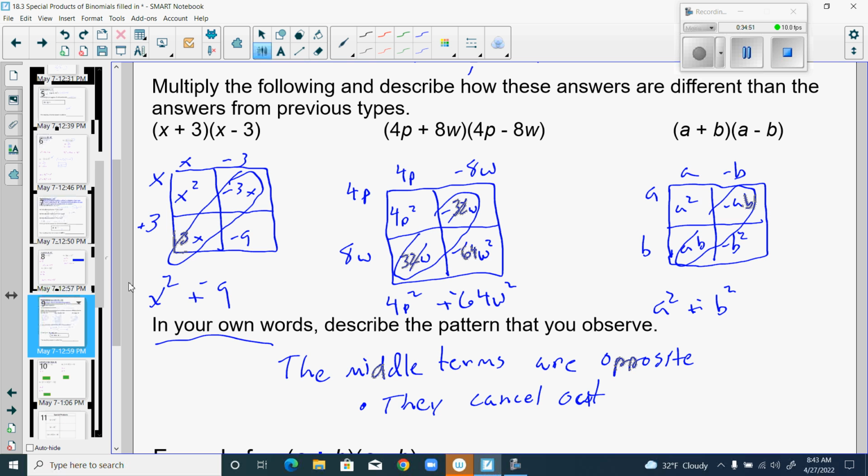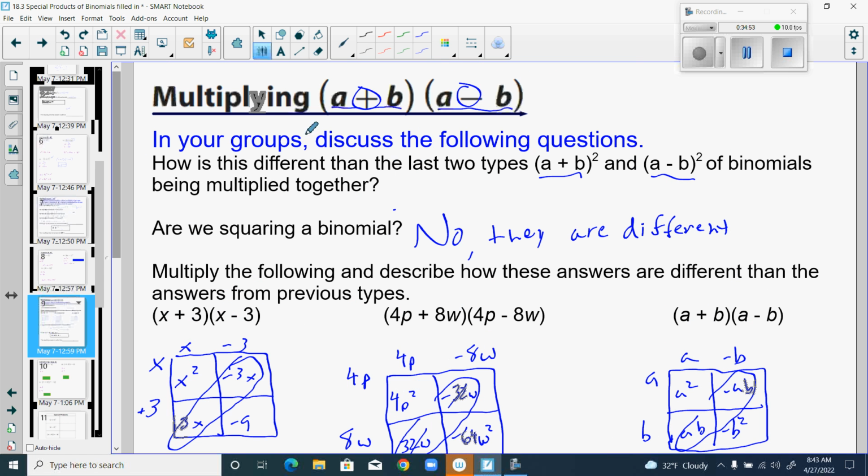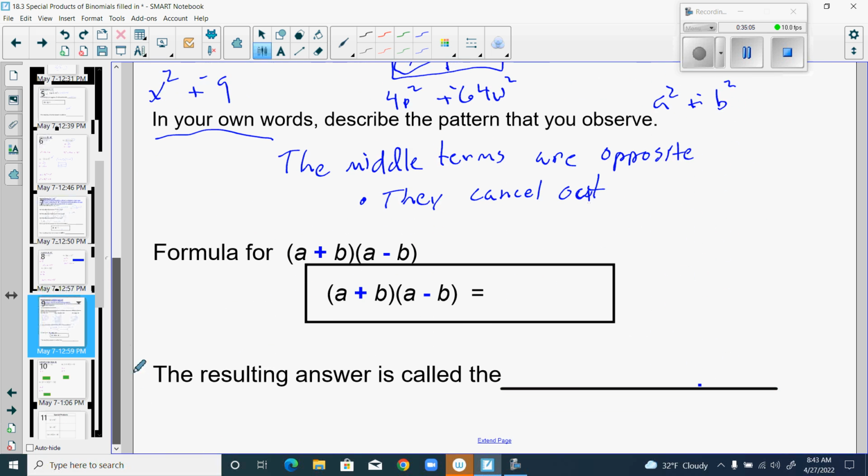Okay, so let's summarize this in our formula chart here. So the formula for a plus b times a minus b, same binomial being multiplied by each other, one's addition, one's subtraction, is simply just square the first term, square the second term, and it's subtraction in the middle. This is called the difference of two squares.